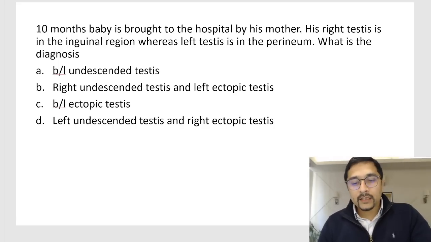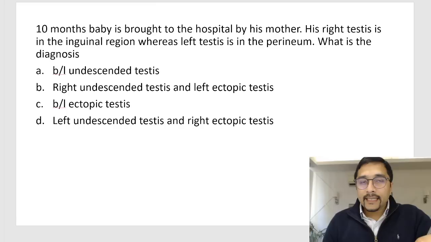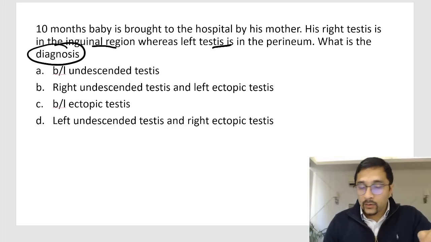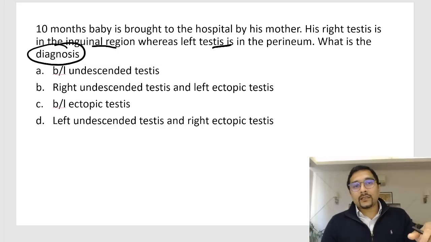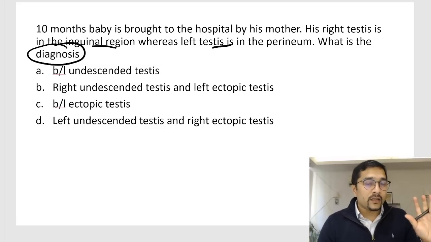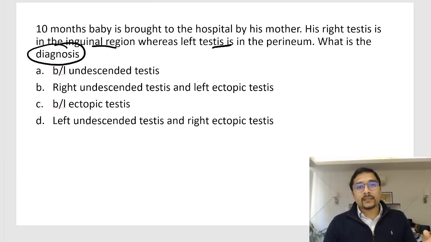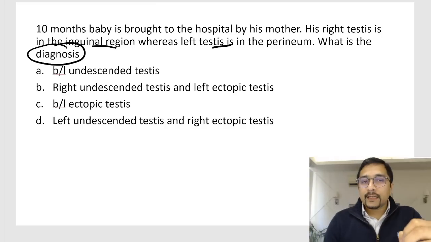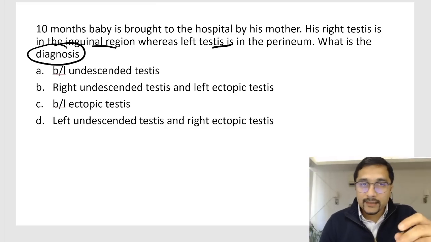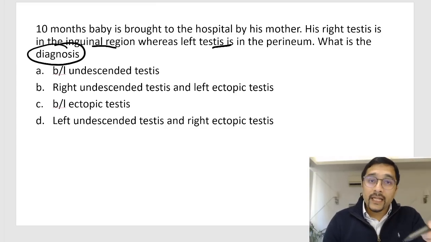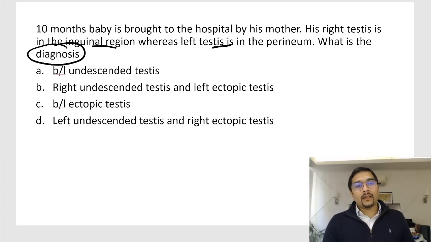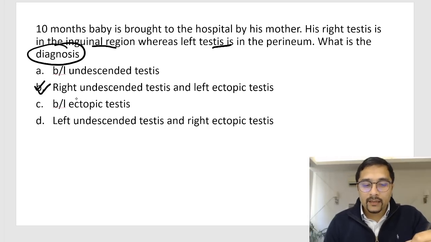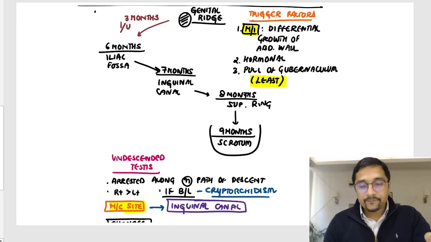A 10-month baby is brought to the hospital by his mother. His right testis is in the inguinal region, whereas the left testis is in the perineum. What is the diagnosis? Now, they have twisted this question over the last 2 years and they've asked it repeatedly. So, undescended testis and ectopic testis are extremely important for the FMGE exam. Because the right testis is in the inguinal region, it is an undescended testis. But the left testis is in the perineal region. It is deviated from the normal path. So the left testis is going to be an ectopic testis. So what we are dealing with here is right undescended and left ectopic testis.